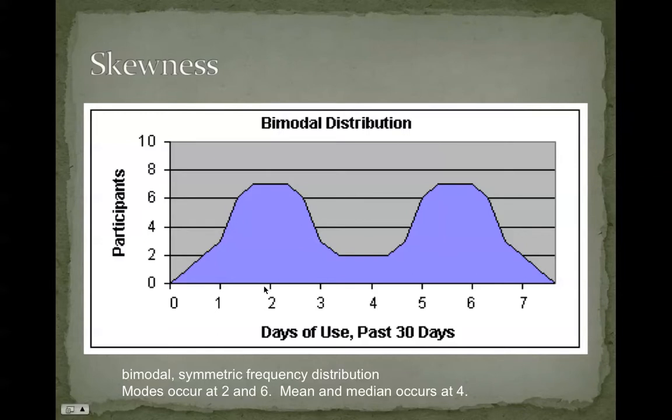And the modes occur roughly around 2 and just around, not 6 exactly, probably around 5.5, 5 3/4, something like that. And in this case, the mean and the median occur right in the middle between the 2 modes, in this particular bimodal symmetrical frequency distribution.